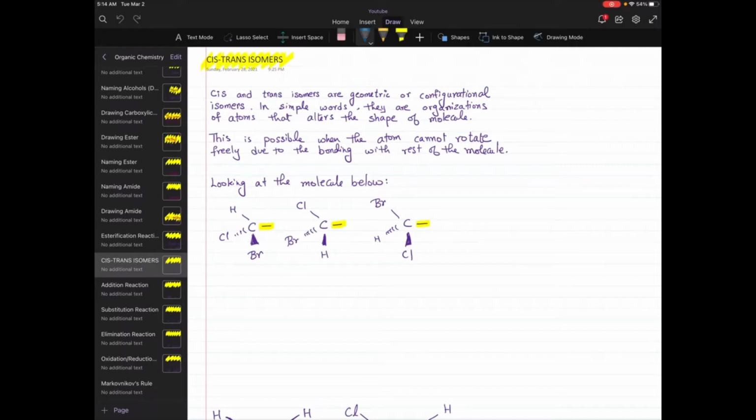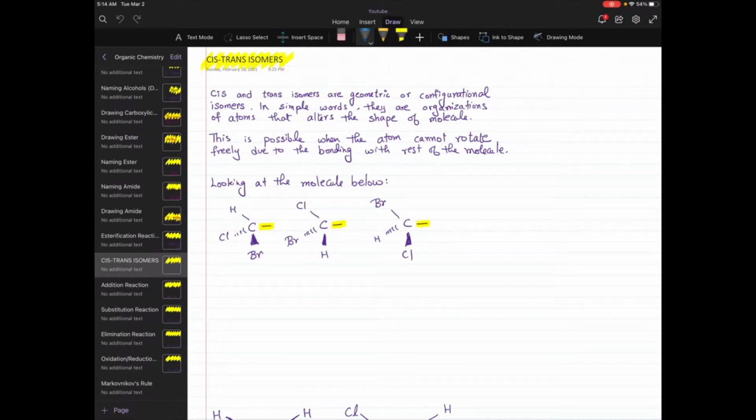Cis and trans isomers are geometric or configurational isomers. Configurational isomers meaning their configuration is different, right? Their structure is different. That is why it's called geometric or configurational isomers. In simple words, they are arrangements of atoms that alter the shape of the molecule. This is possible when the atom cannot rotate freely due to the bonding with the rest of the molecule.